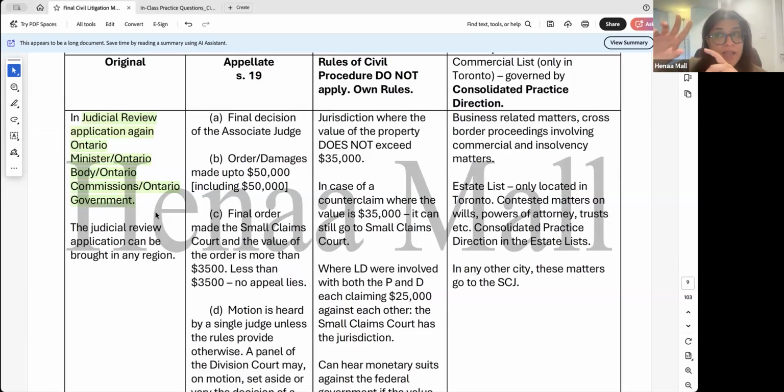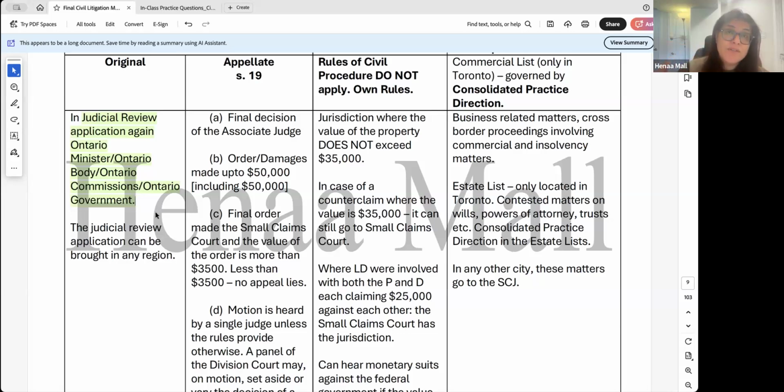These are, if you're not happy with the decision of, I don't know, Workplace Safety and Insurance Appeals Tribunal, what are you going to do? You're going to file for judicial review. Where will you file for judicial review? Divisional court. You're not happy with the decision of License Appeals Tribunal. Where are you going to go? Divisional court for judicial review.